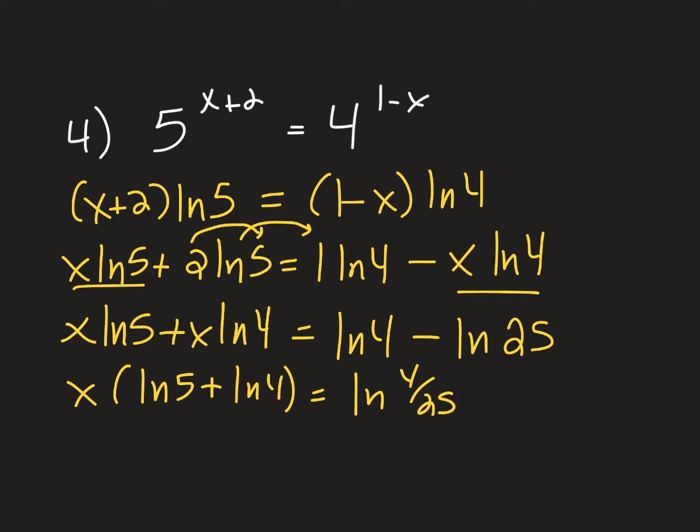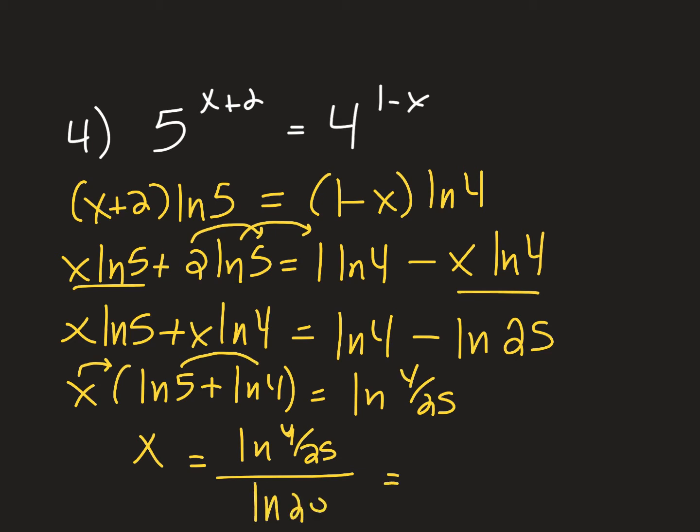Now to finish up, because the left-hand side says x times this, I'm going to divide both sides by that parentheses. Now to make it easier again, because it is addition in there, remember, when you do addition, you really multiply. 5 times 4 is 20. So what I'm punching in my calculator is natural log 4/25 divided by natural log 20. I'll pause this and punch it in real quick. All right, once you punch that in, you should get negative 0.6117. You can punch it in to make sure you get the same thing I did.